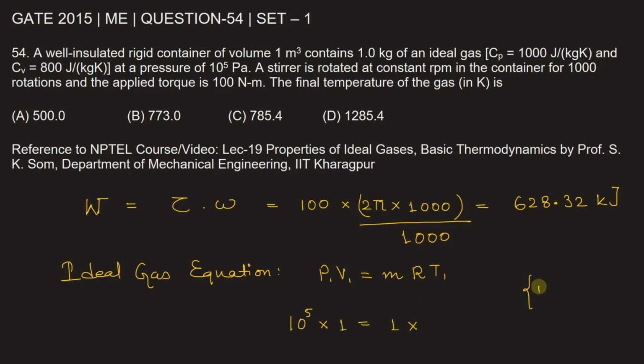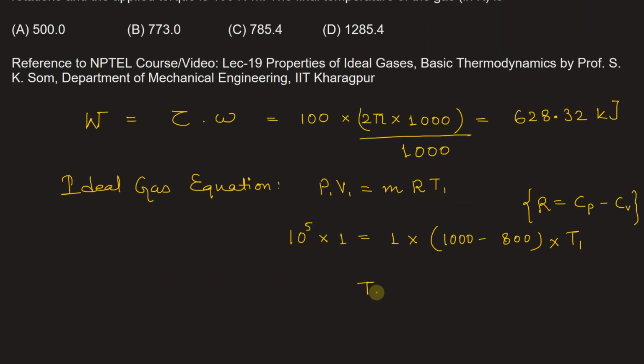We know that R, the gas constant, is the difference between the heat capacities, Cp minus Cv. So Cp in the problem is 1000 minus Cv is 800. So this will be 200 into T1. So from here we'll get the value of T1. T1 will be equal to 10 to the power of 5 divided by 200. So this will be 500 Kelvin.